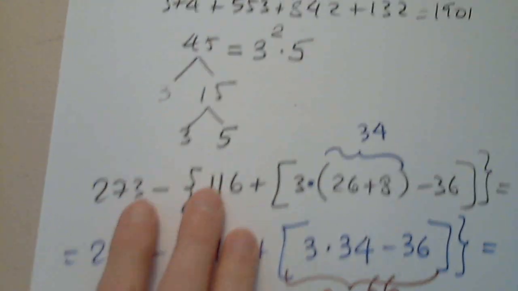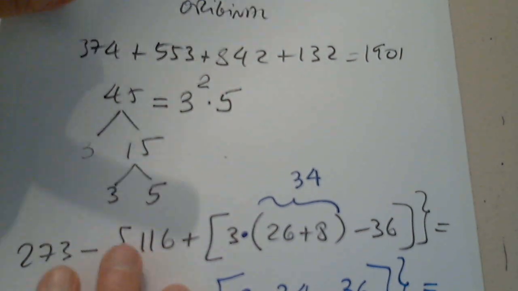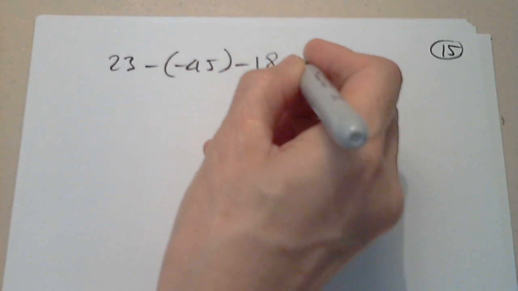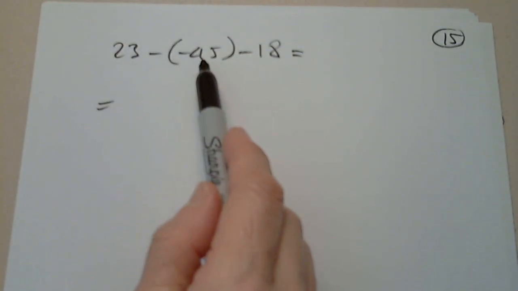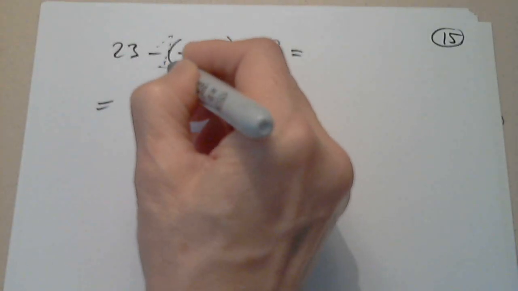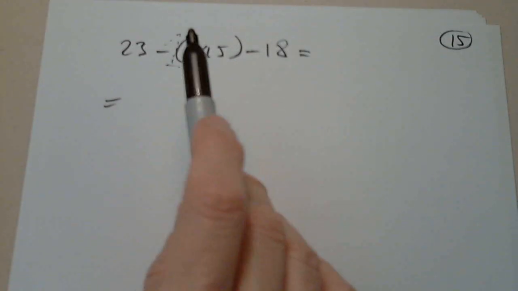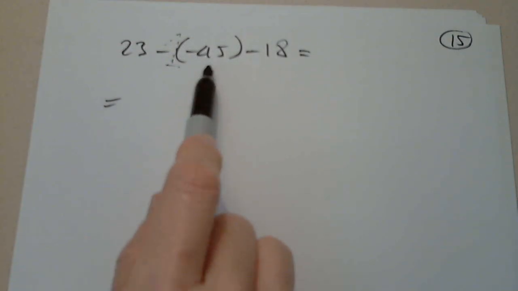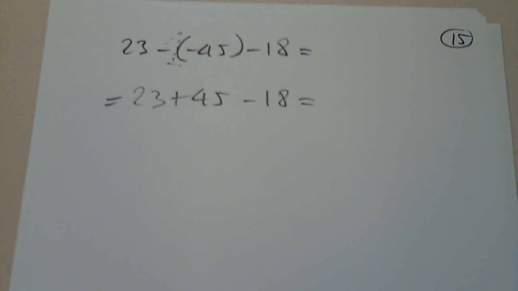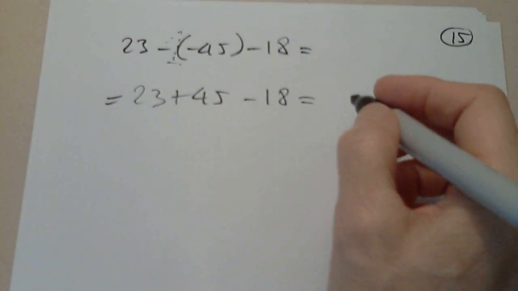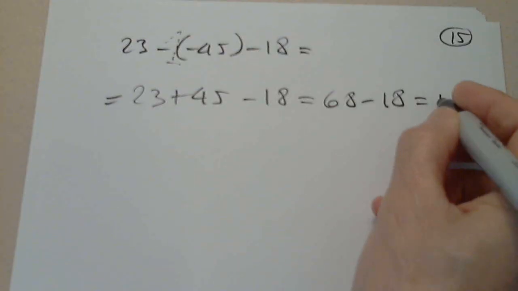Here you have to be careful. I recommend writing this one down so you see it in front of you on paper. So I would write 23 minus negative 45 minus 18. The only thing that we need to remember here is that the opposite of negative 45, or negative 1 times negative 45, is positive 45. 45 plus 23 is 68. 68 minus 18 is 50.